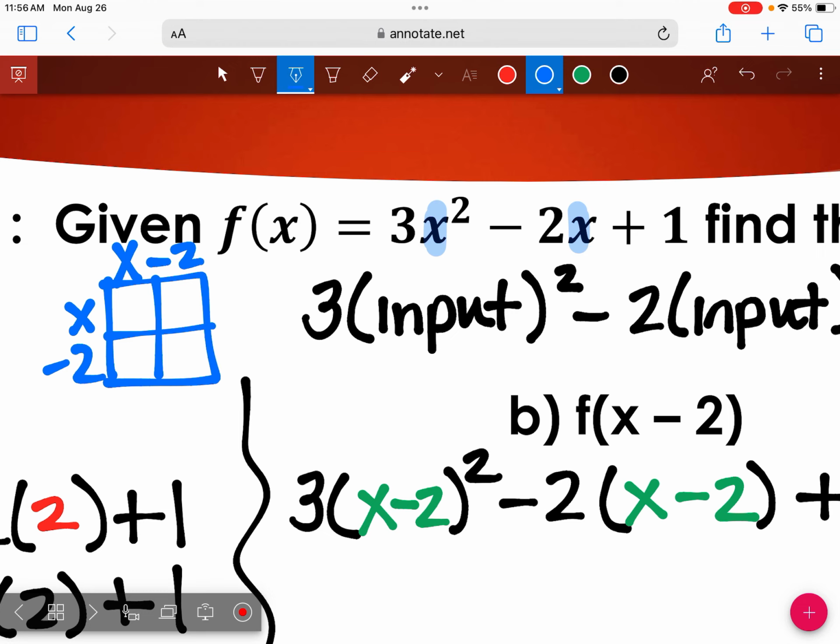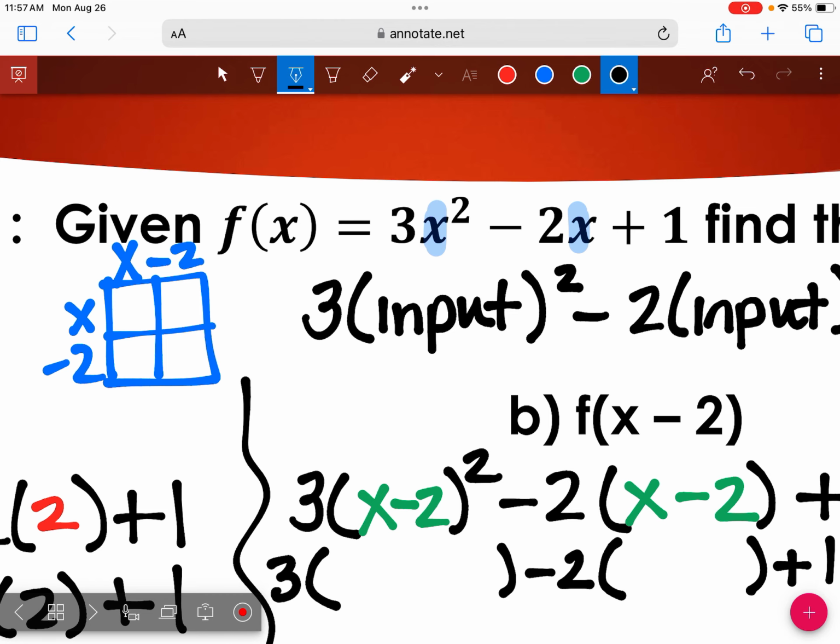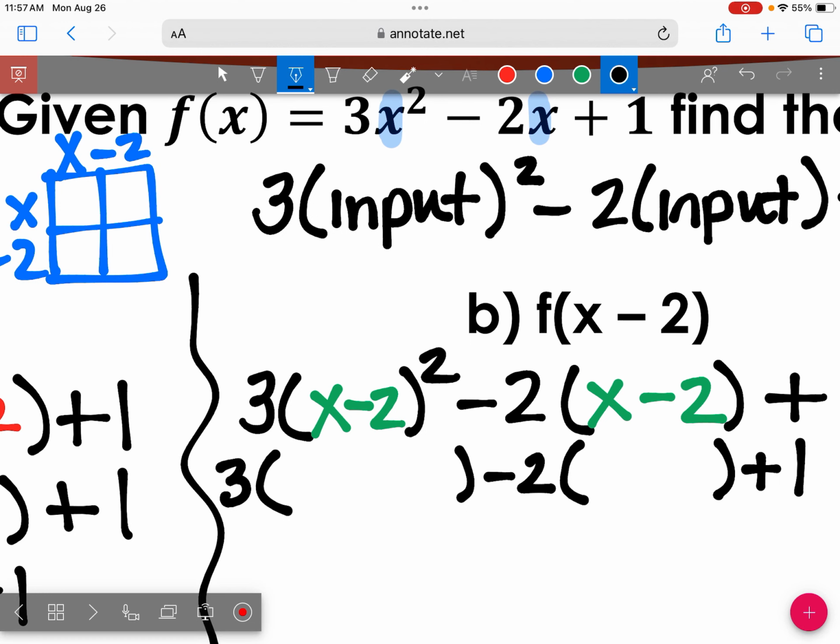Again, I don't care if you use a box. I don't care if you FOIL. I don't care if you use distributive method. Whichever way you want to do that, you have to multiply that out fully. So when you multiply that out, you should get x squared minus 4x plus 4.